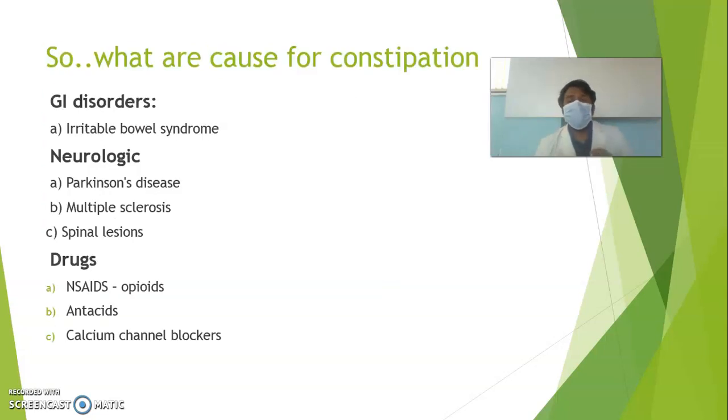So what are the particular causes for the constipation? One reason is gastrointestinal disorders. Among that, the most common one is IBS, that is irritable bowel syndrome. Then some neurological diseases such as Parkinson disease, multiple sclerosis, and some spinal lesions may also lead to constipation. Then drugs which may lead to constipation, such as NSAIDs, opioids mainly, antacids, and then calcium channel blockers.